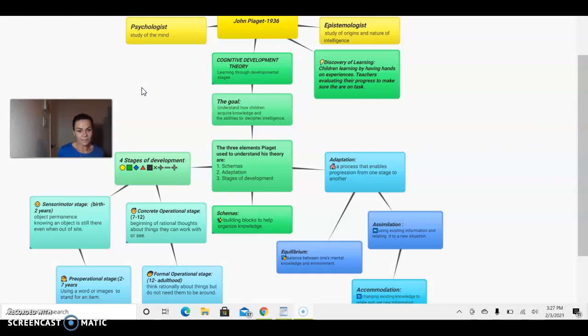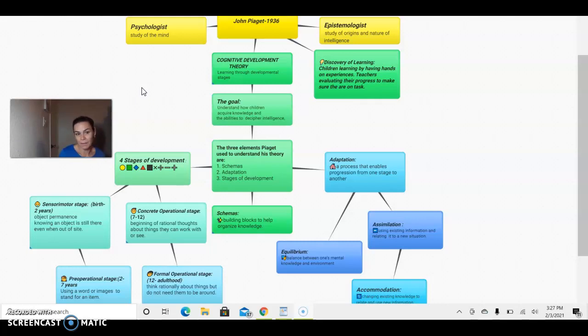And then the fourth stage is the formal operational stage, and that's 12 years old to adulthood. This is thinking rationally about things, but they don't need them to be around to think about them. For example, they could think about success and failure, or love and hate.